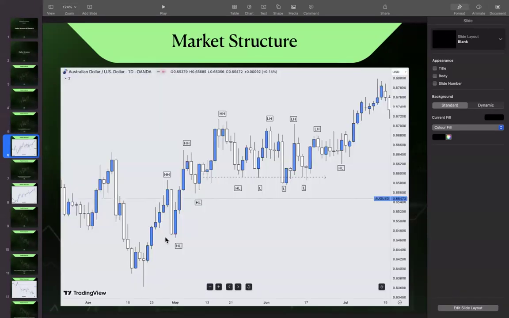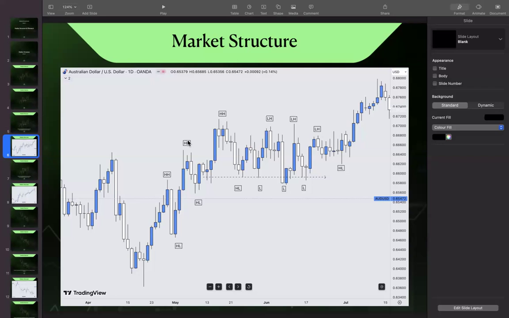So let's look at an example over here. We basically have price coming from this sweep to the downside. We created a higher high because this high is higher than this one over here. We created a higher low and then another higher high. In order for price to go up, it needs to break past a previous high.